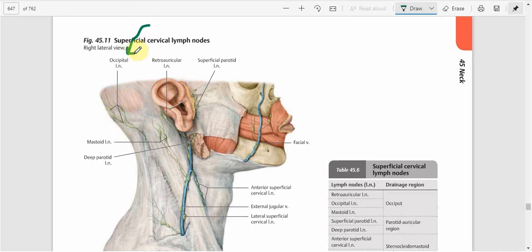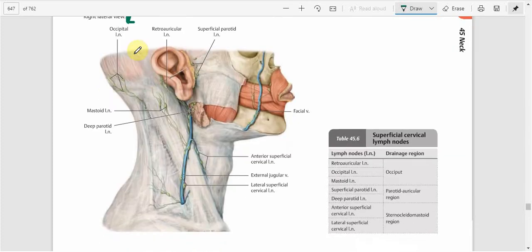occipital lymph nodes. The occipital nodes lie at the apex of the posterior triangle of the neck. This is the posterior triangle of the neck, with the posterior border of the sternocleidomastoid as the anterior boundary, and the anterior border of the trapezius as the posterior boundary of the triangle, and then over here we have the clavicle as the inferior border.